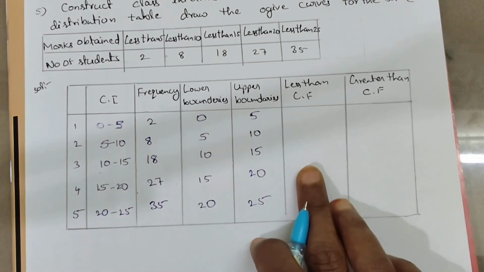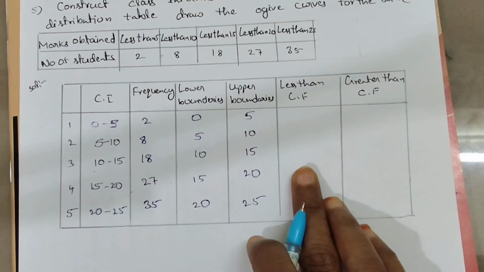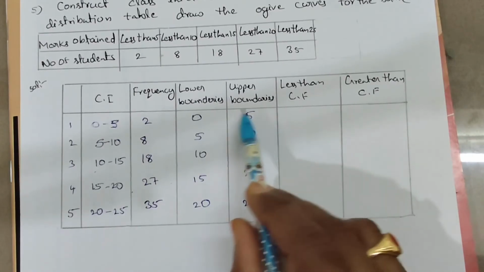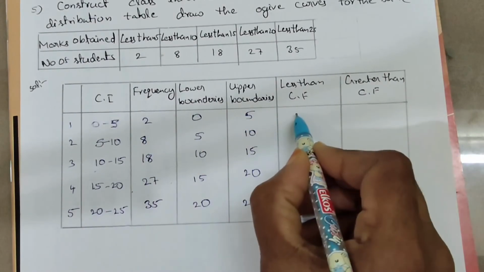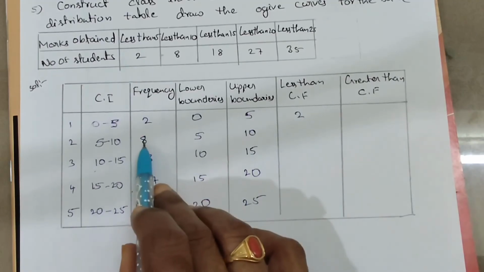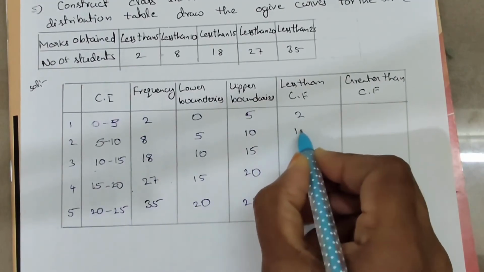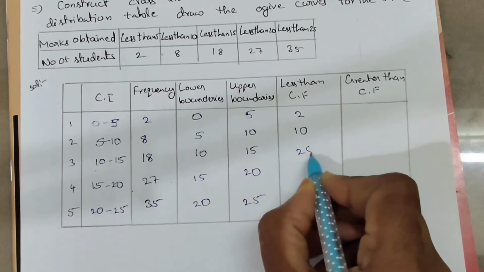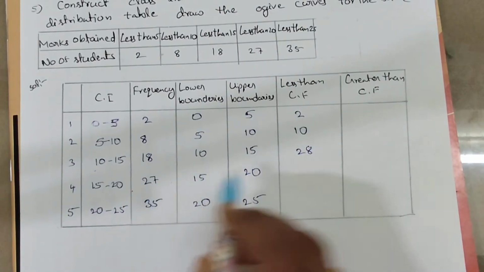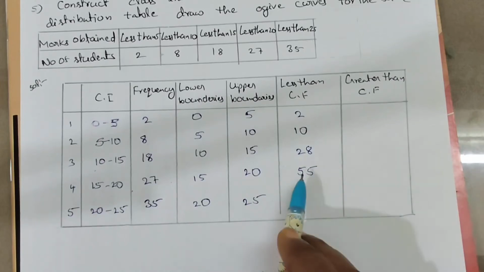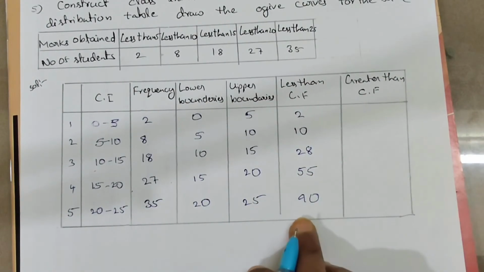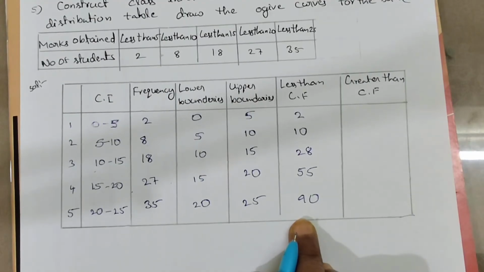Now next, the less than cumulative frequency. Here the first frequency is 2, write it as it is, 2. Next, add these two numbers: 2 plus 8, 10. 10 is the next one. Next, 10 plus 18, 28 is the third one. 28 plus 27, 55. Next, 55 plus 35 is 90. 90 is the final less than cumulative frequency.